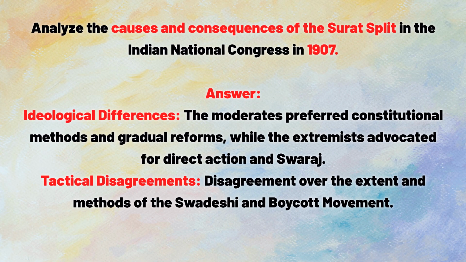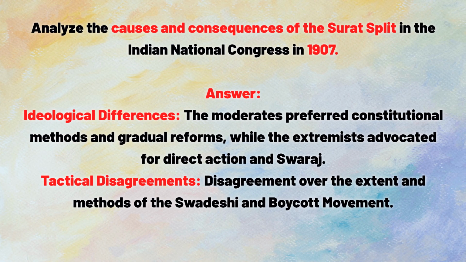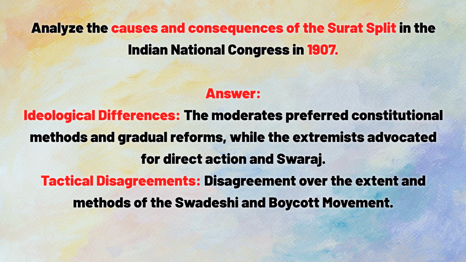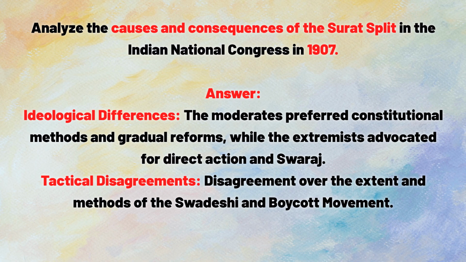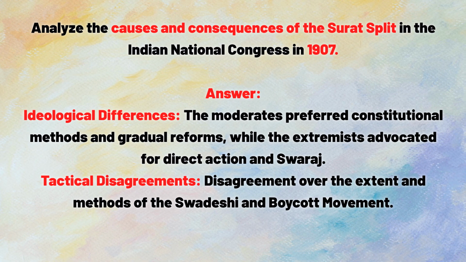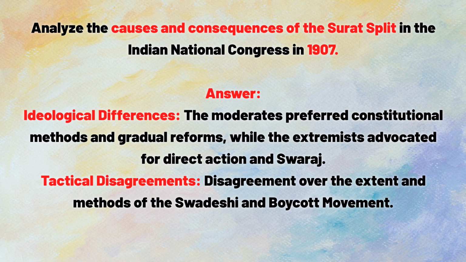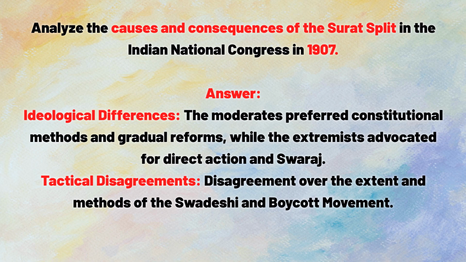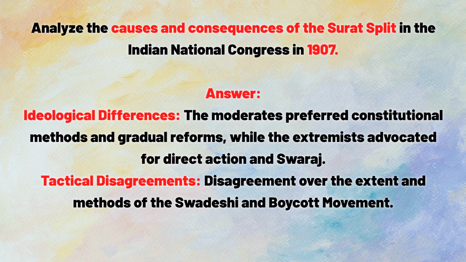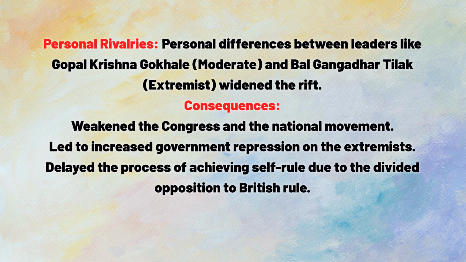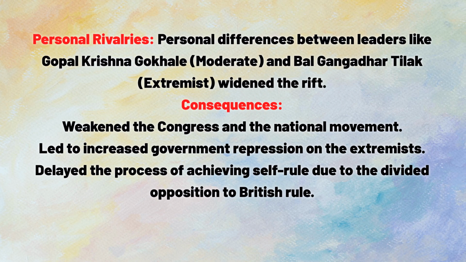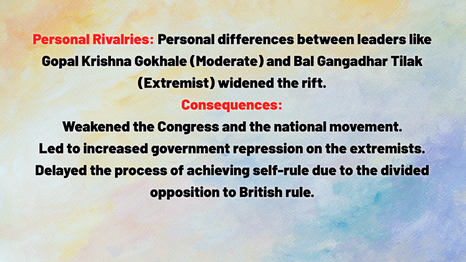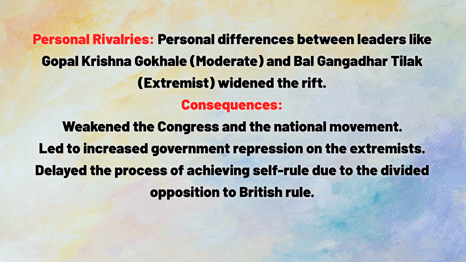Analyze the causes and consequences of the Surat Split in the Indian National Congress in 1907. Answer: ideological differences. The moderates preferred constitutional methods and gradual reforms, while the extremists advocated for direct action and Swaraj. Tactical disagreements, disagreement over the extent and methods of the Swadeshi and Boycott movement. Personal rivalries, personal differences between leaders like Gopal Krishna Gokhale, moderate, and Bal Gangadhar Tilak, extremist, widened the rift.